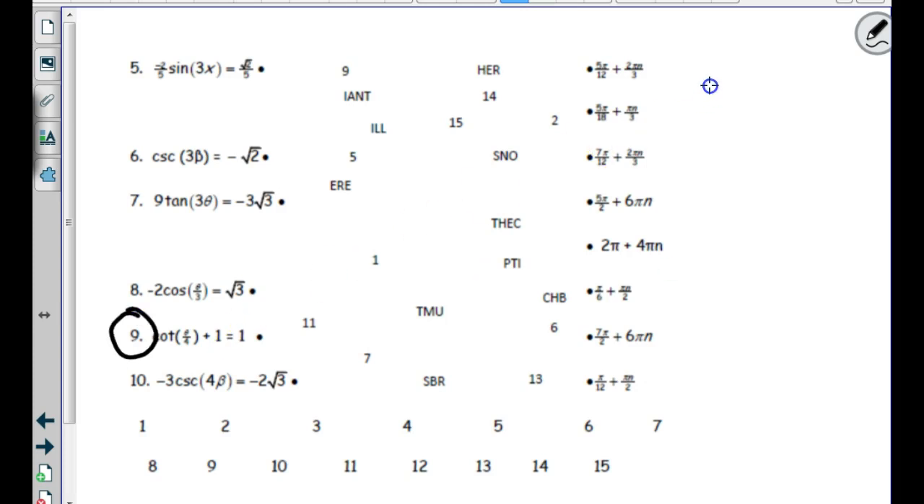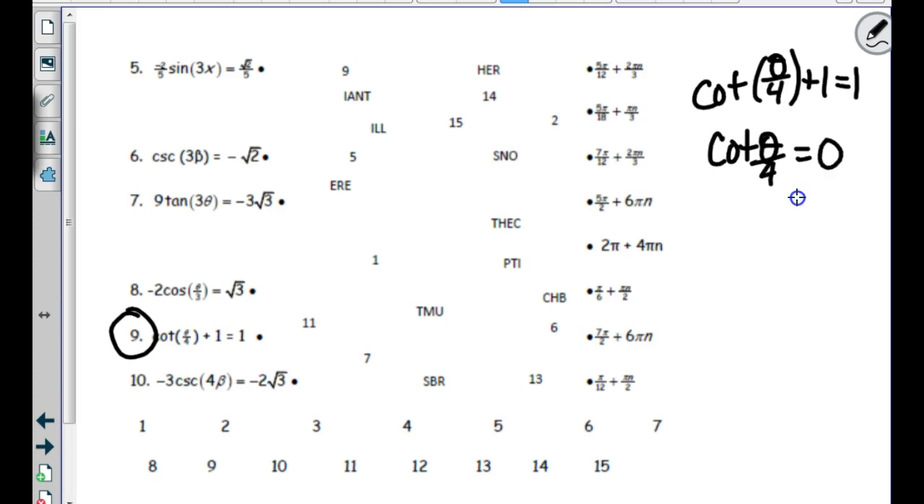All right. It says the cotangent. Okay, we need to flip it over. Well, let's solve for cotangent first. It says cotangent of theta over 4 plus 1 equals 1. So what do you want to do first? Subtract 1. So then we have cotangent of theta over 4 equals 0. This is a hot mess. If I flip that over, I get the tangent of theta over 4. What's the reciprocal of 0? 1 over 0 is undefined. Yeah, I'm not too sure how this is going to go. Do you remember where the tangent would be undefined?